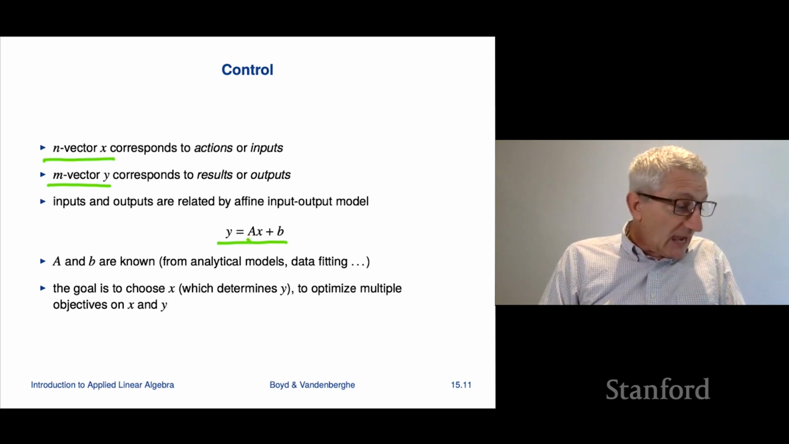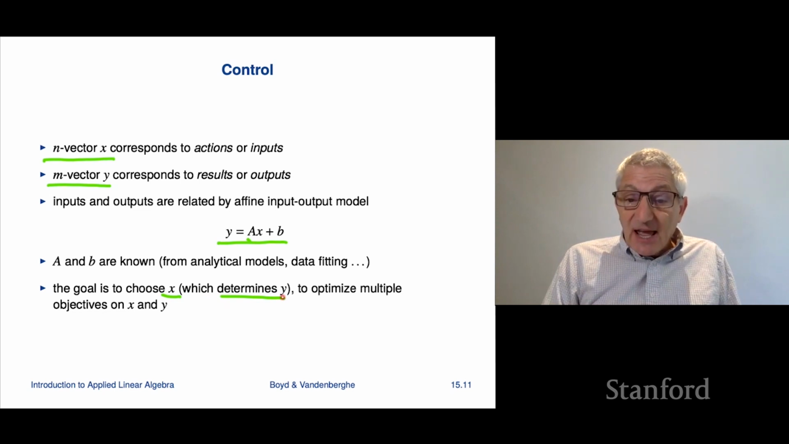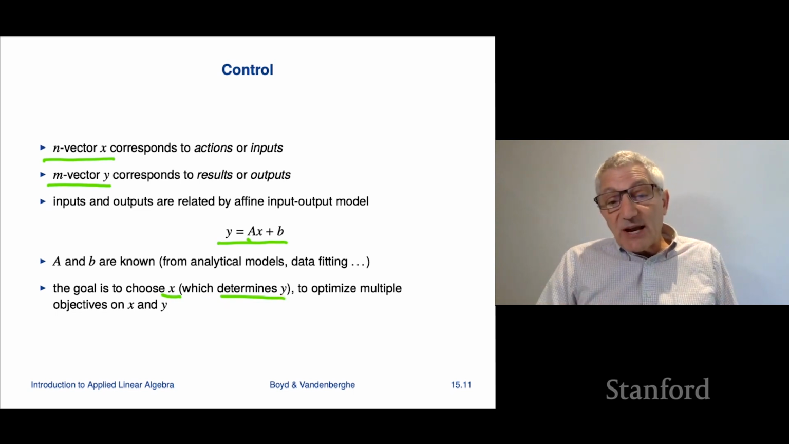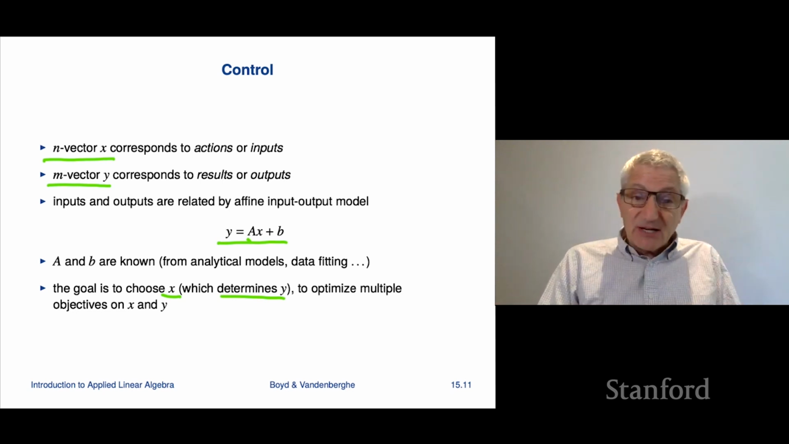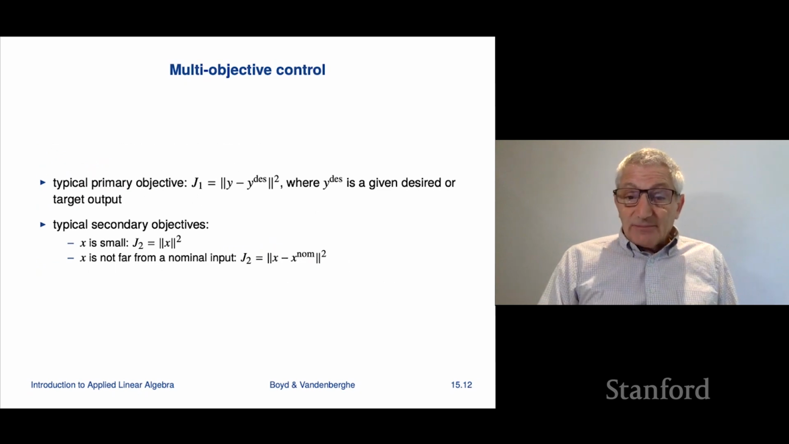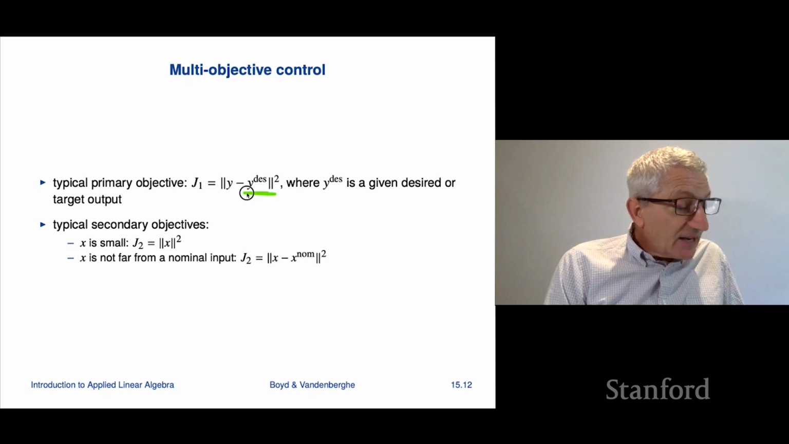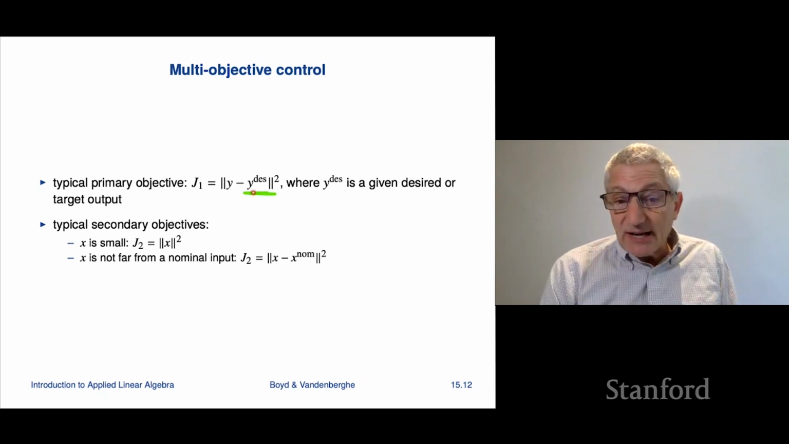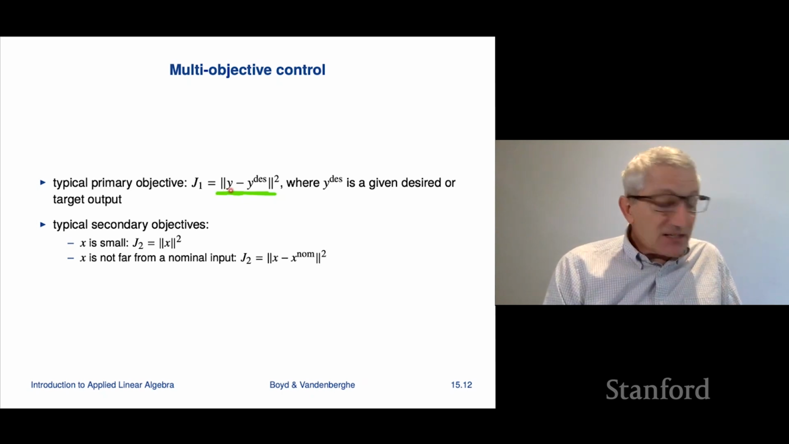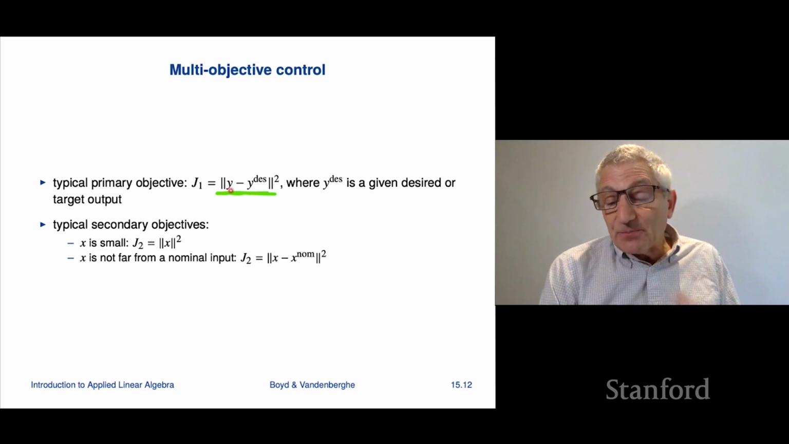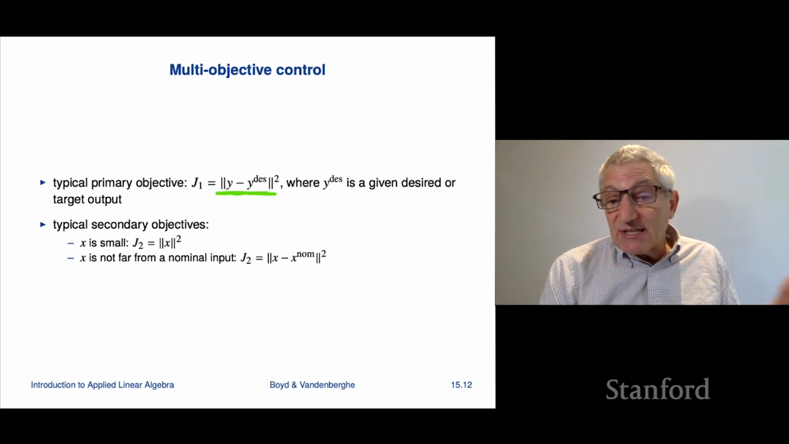Now, the goal in control is to choose x. That determines y. Of course, y is a function of x, and we want to optimize multiple objectives that pertain to x and y. That's why we're going to use multi-objective least squares. A typical primary objective would be something like this: I have a desired or target output, and my first objective is, how close can I get to my target? It measures my deviation from the desired output.